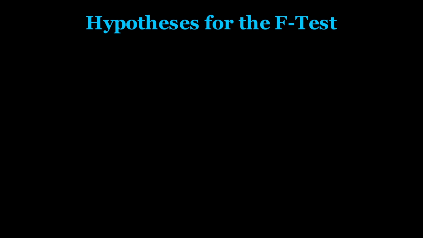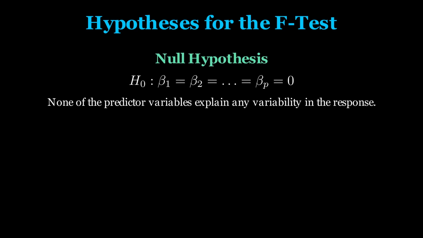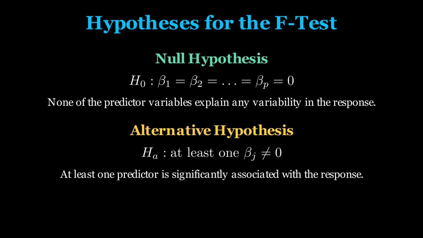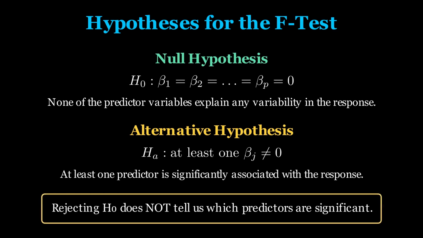Let's look at the null and alternative hypotheses. The null hypothesis states that every regression coefficient, beta 1 through beta p, is 0. This means none of the predictor variables have any effect on the response variable. The alternative hypothesis says that at least one coefficient is non-zero, meaning at least one predictor variable is significantly associated with the response variable. An important nuance.